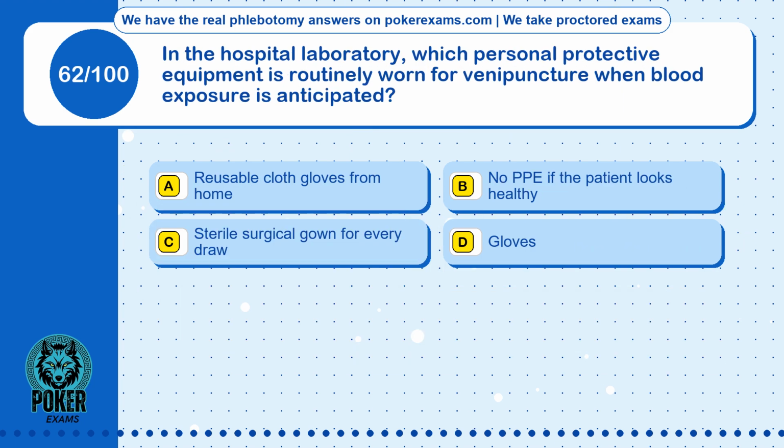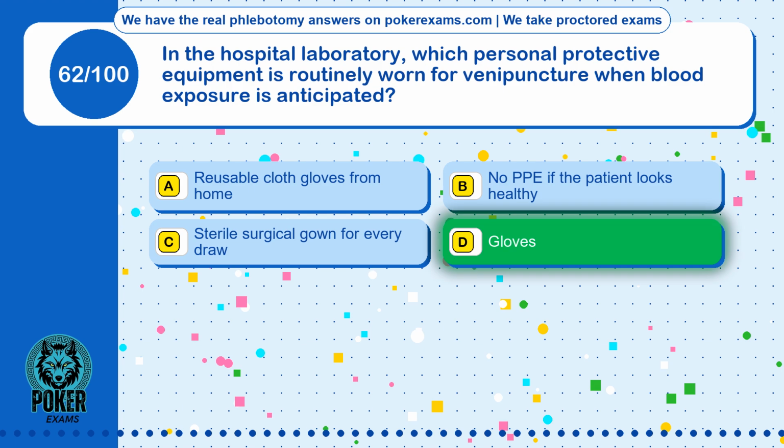Question 62. In the hospital laboratory, which personal protective equipment is routinely worn for venipuncture when blood exposure is anticipated? Option A, reusable cloth gloves from home. Option B. No PPE if the patient looks healthy. Option C, sterile surgical gown for every draw. Option D, gloves. The correct answer is option D.